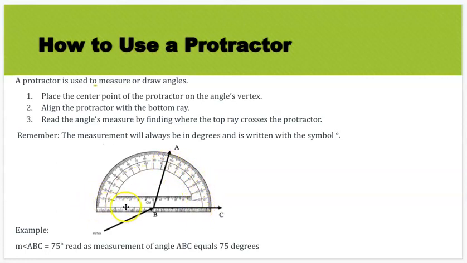If we were trying to measure an obtuse angle or an angle from this direction, we would start here and count our way up. So don't get confused with that. The measurement will always be in degrees, and it's written with that little symbol. So the measure of angle ABC, remember we have to have the vertex in the middle of an angle when we're naming it, is 75 degrees.